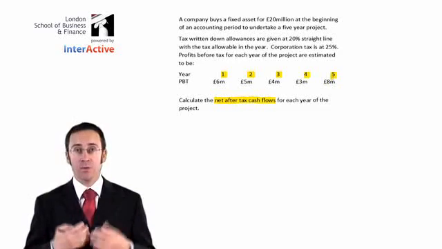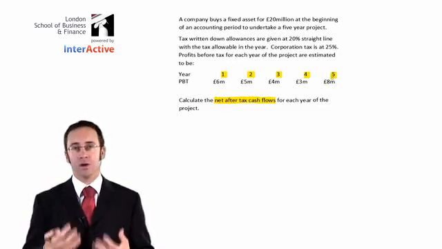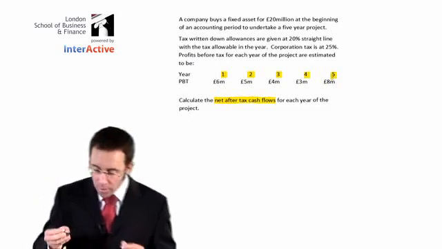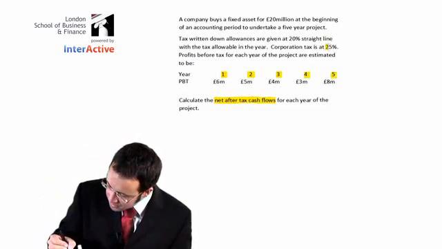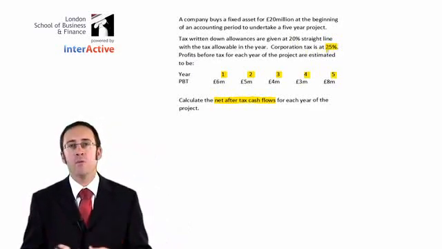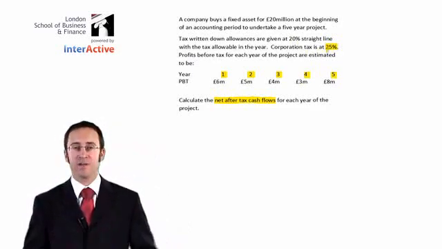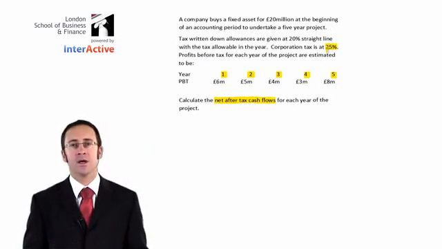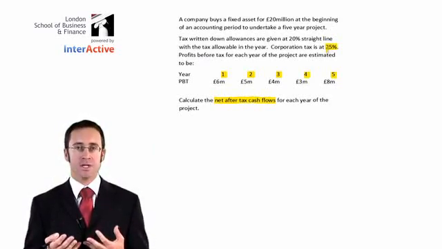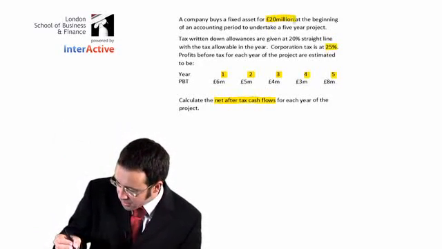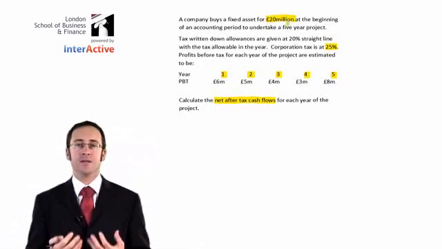So each year you will then be subject to corporation tax on those cash flows at the appropriate rate. Here we are told that the corporation tax is at 25%. So every year we'll be claiming tax relief at 25% on those profits before tax. However, that's before we consider any capital allowances, because within this project we have the purchase at the start of the project of an asset for £20 million.